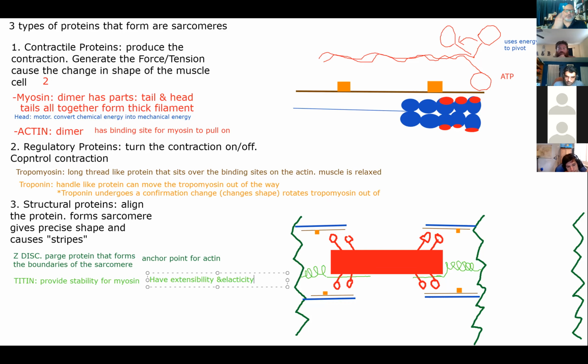Yeah, well, this titin protein is what provides it. Now, just like a slinky, is it possible to stretch a slinky out to the point where it becomes damaged? Yes. Is it possible to stretch a muscle out to the point where it becomes damaged? Yes. But not only does this stabilize the myosin, this is what gives the muscle cell some extensibility and some elasticity. Allows it to be stretched without damage and allows it to recoil back to its original shape.